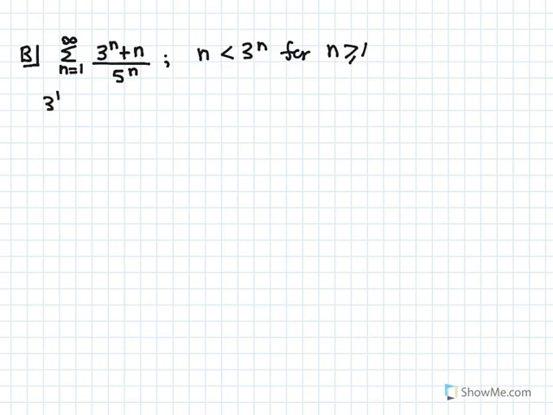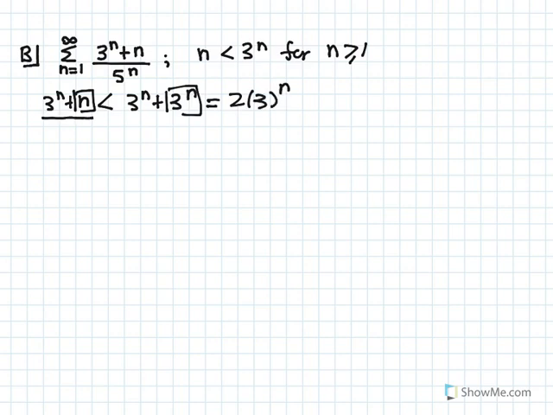So we have 3 to the n plus n is going to be less than 3 to the n plus 3 to the n, because n is less than 3 to the n. And this is equal to 2 times 3 to the n. Now, divide both sides by 5 to the n so we can form the terms of the given series. And we now have this inequality.